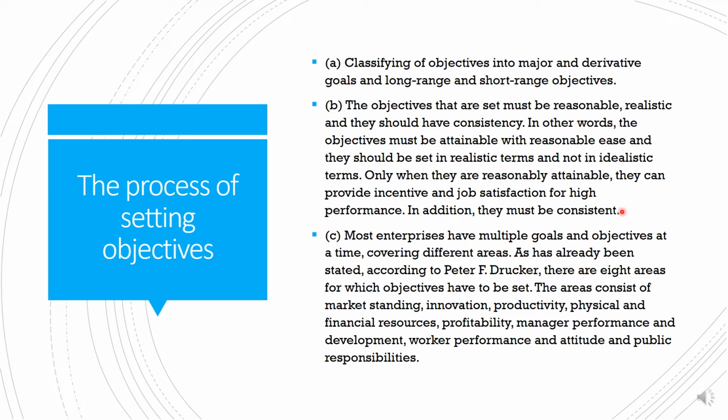In addition, they must be consistent. You cannot keep on changing the objectives every now and then, because that would lead to confusion. Most enterprises have multiple goals and objectives at a time covering different areas. As has already been stated, according to Peter F. Drucker, there are 8 areas for which objectives have to be set. The areas consist of market standing, innovation, productivity, physical and financial resources, profitability, manager performance and development, worker performance and attitude, and public responsibilities. So these are the 8 areas in which Peter F. Drucker said you should have your objectives set.